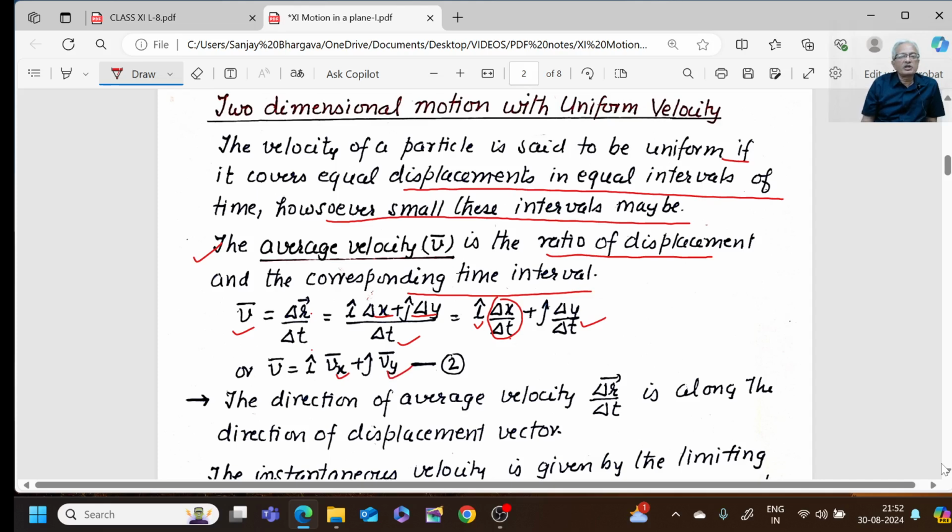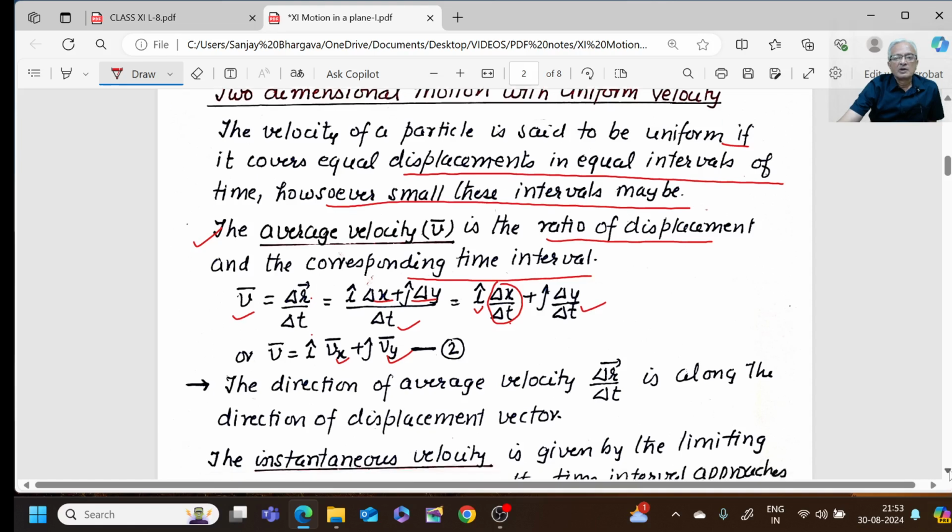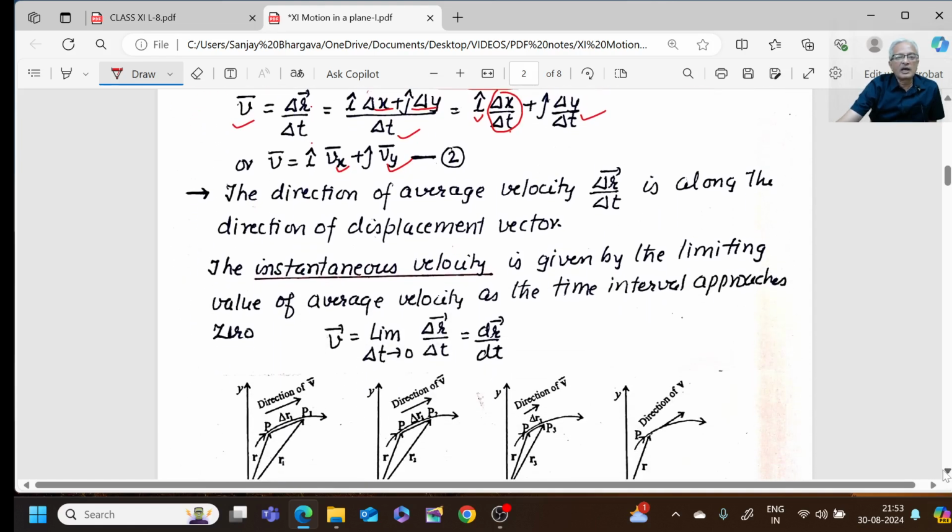So according to equation 2, v bar can be written as i vx bar plus j vy bar. The direction of the average velocity is along the direction of the displacement vector. So the average velocity will have the same direction as the displacement vector.